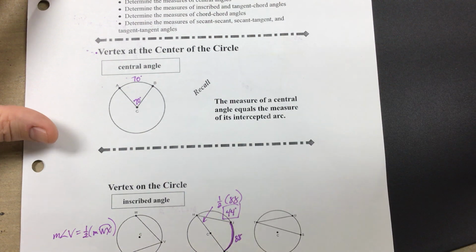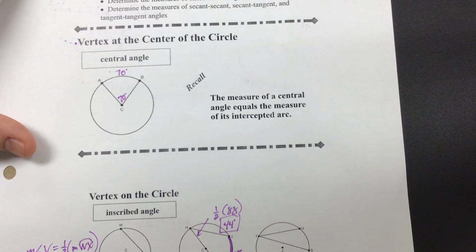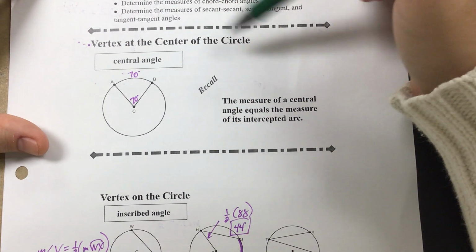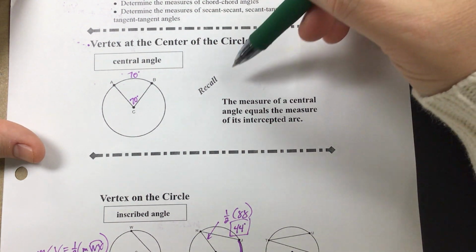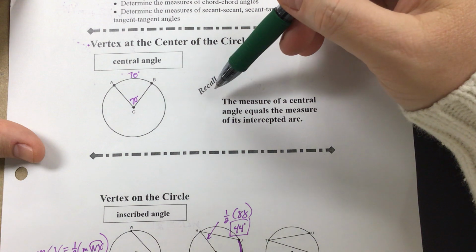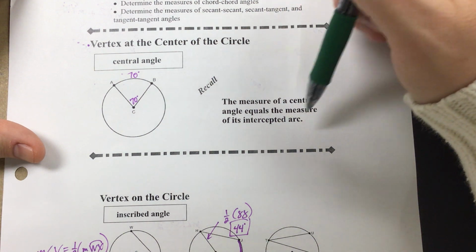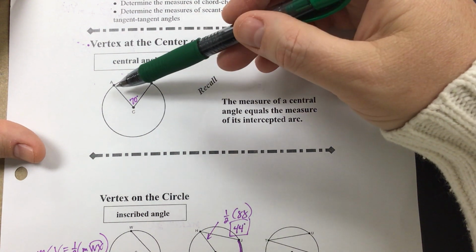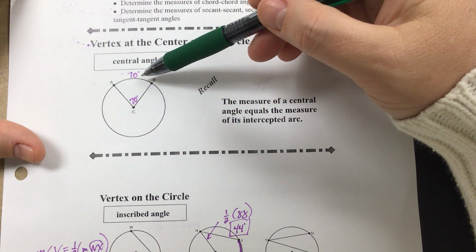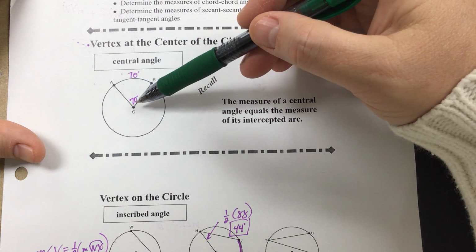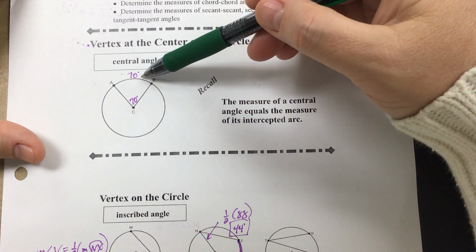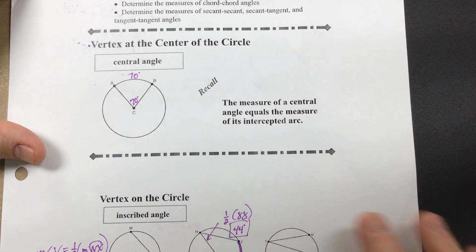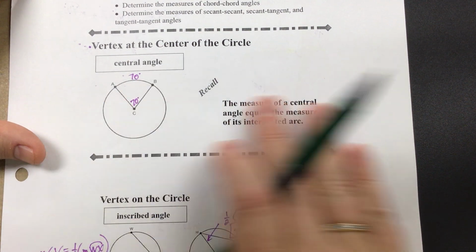So, a review of the first part. It says the vertex at the center of the circle is a central angle. We've talked about this already. But again, the measure of a central angle is equal to the measure of its intercepted arc. So if the arc, like you see in the picture here, is 70, then the central angle here would also be 70, because the central angle is the same as the measure of the intercepted arc. So that one is a review.